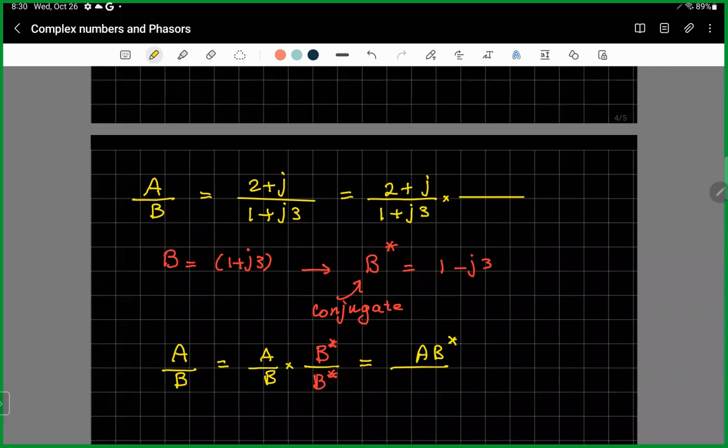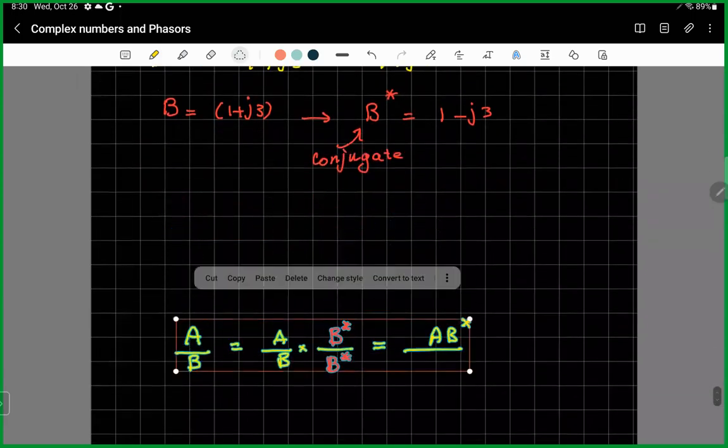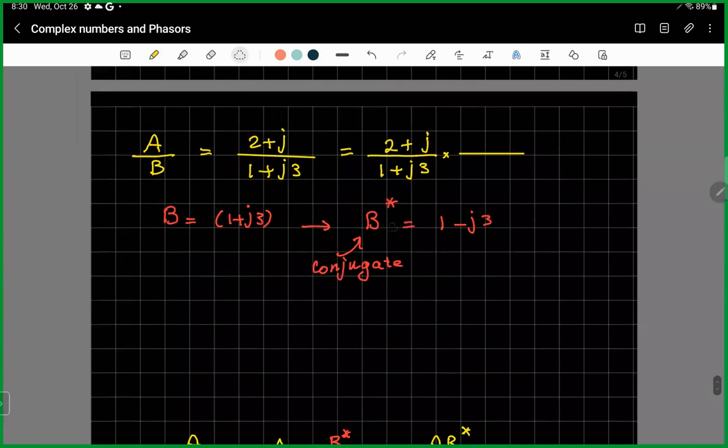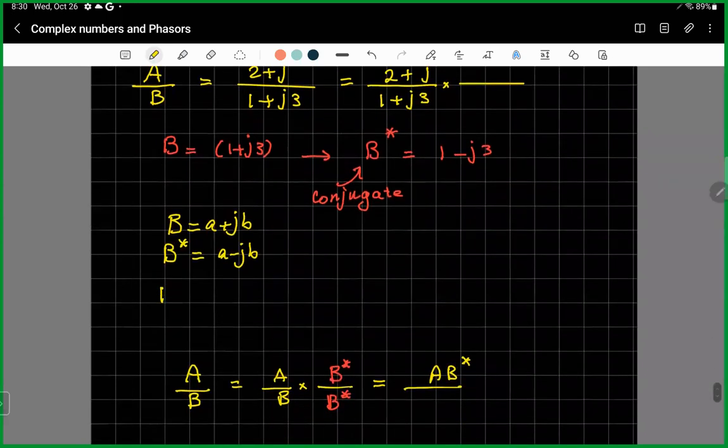What is in the bottom? To show you what the result on the bottom is, let's delay it a little bit. When you have B and multiply by its conjugate, like if you say B equals A plus jB, what is the conjugate of B? It's A minus jB. That's the meaning of conjugate. When you multiply any number by its conjugate, let's see what's happening: A plus jB times A minus jB. Let's see the result.